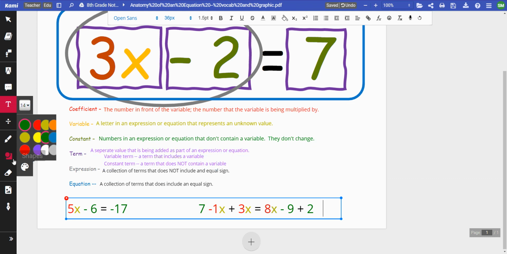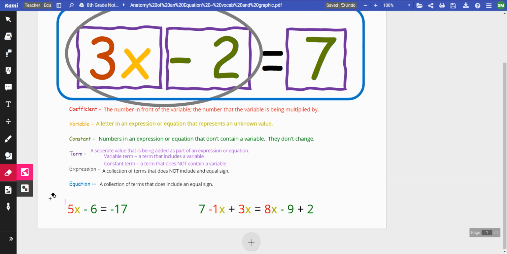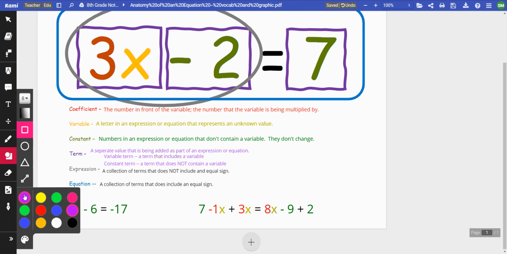I've got terms. Now I'm going to put a purple box around every term here. Remember that any plus or minus has to go with whatever comes right after it, so that everything except the equal sign is part of a term. That's how I like to think about it anyway. Okay, so, oops, I don't want a line. Let me erase that. I want a box, and I want a purple box, and I don't want it to be that thick. There we go.